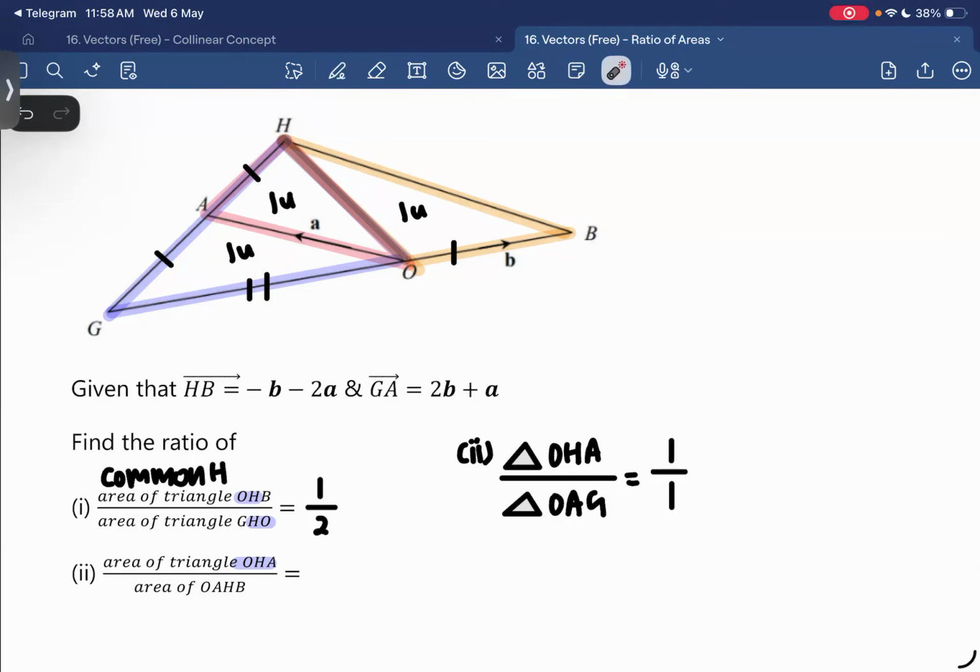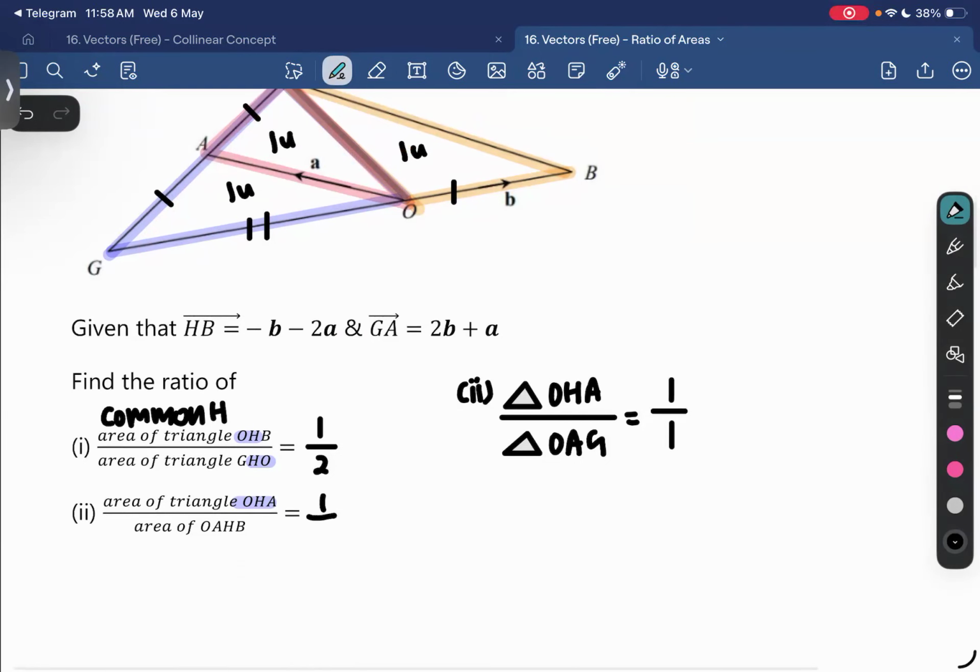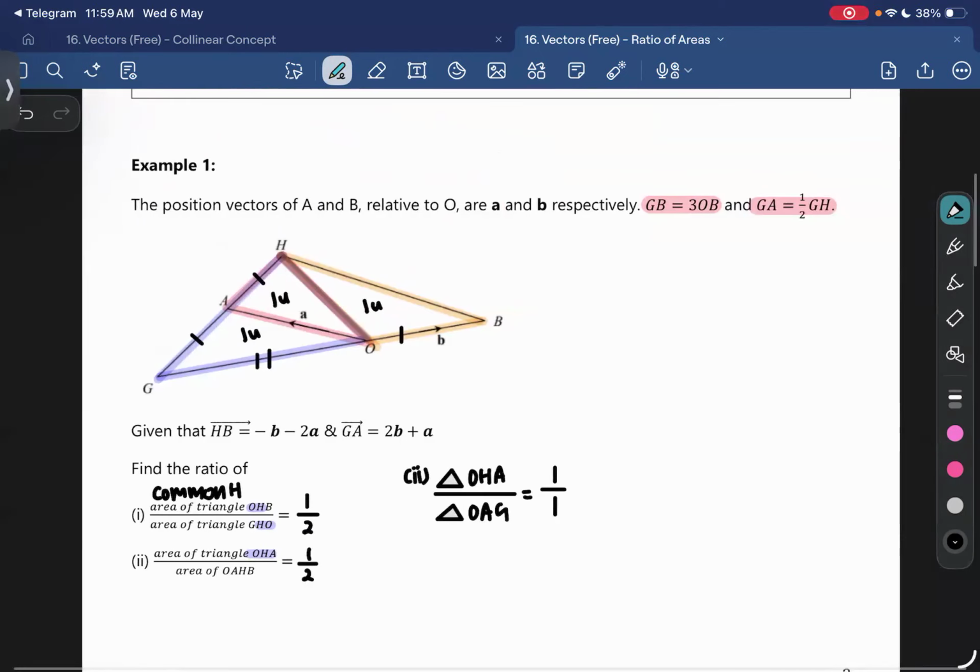So if they just want OHA to what though? To OAHB. There, this one add together, right? So this one just do your puzzle. So this 1 is to 2. Okay? So this one quite straightforward. Okay, so this one using our common height triangles. Can, right?